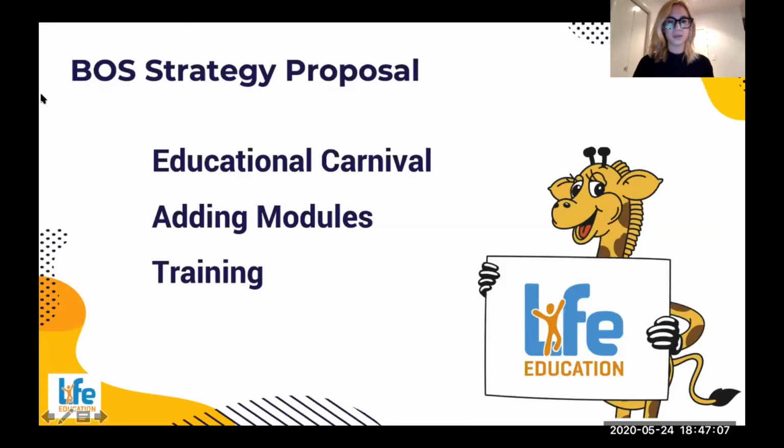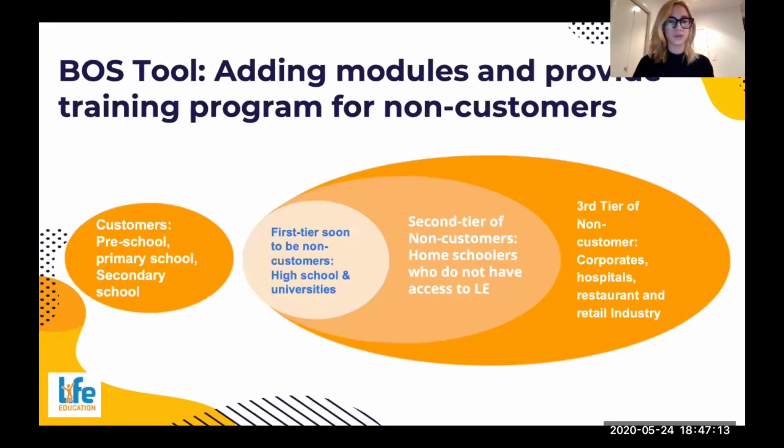Hi, I'm Chloe, and I will talk about our second idea, which is to add modules for Life Education's non-customer. So we use the 3 tiers of non-customer to find out the non-customer group that Life Education can reach. The first tier of non-customer are the high school students and university students who might not need the service of Life Education anymore. And the second tier of non-customer are the homeschoolers who do not have access to Life Education. So for now, in Australia, there are about 2,100 children who are undertaking homeschool education. The third tier of non-customer are corporates, hospital, restaurant, and retail industry who might be in need of Life Education service in order to have hygiene in the workplace.